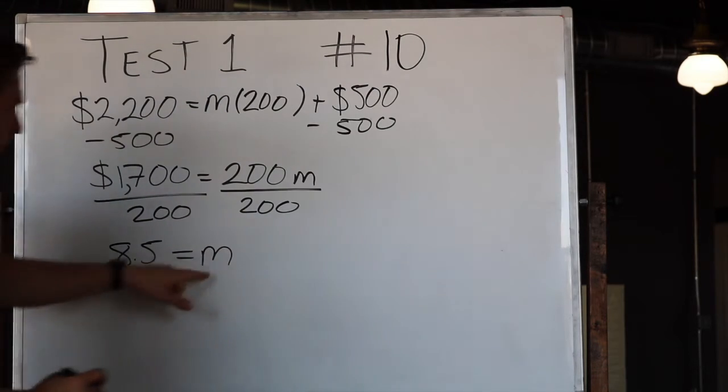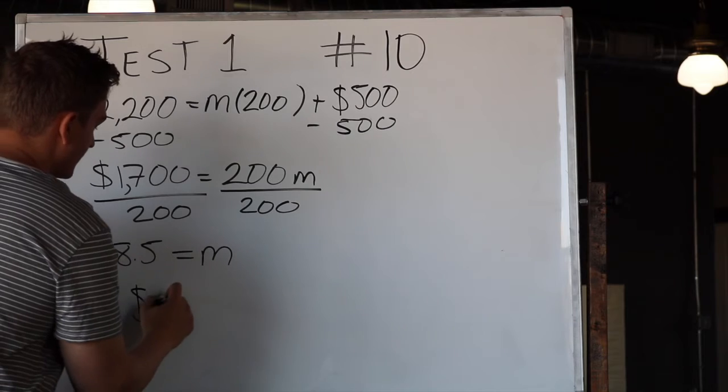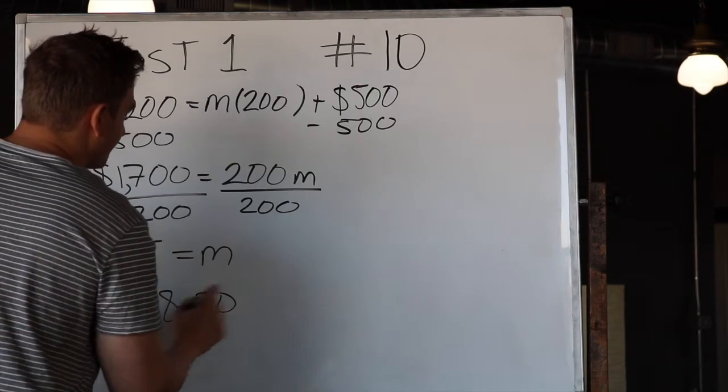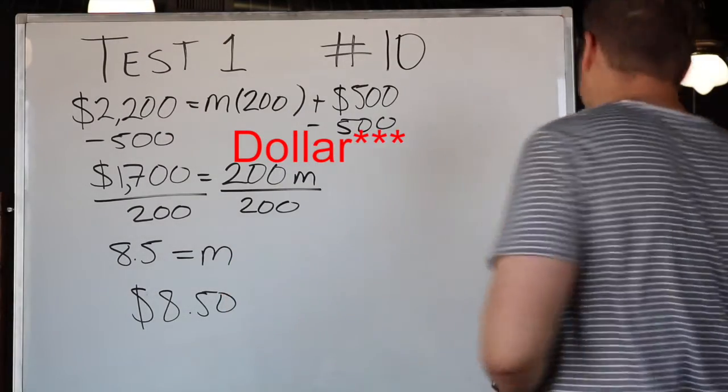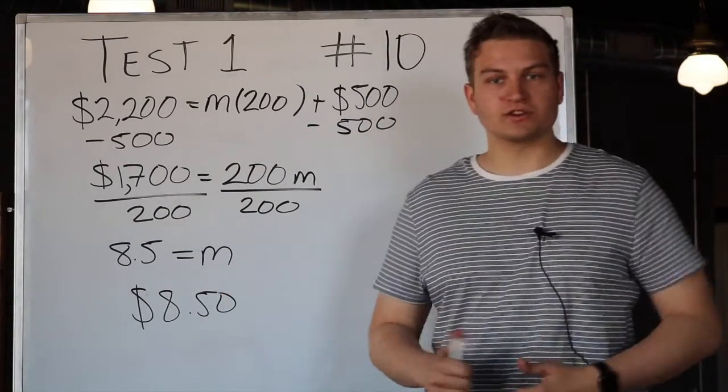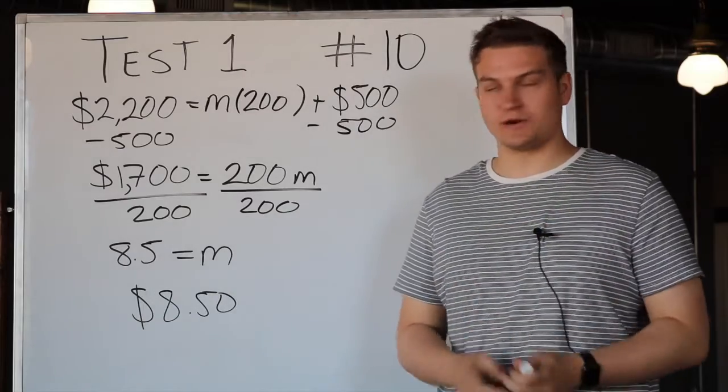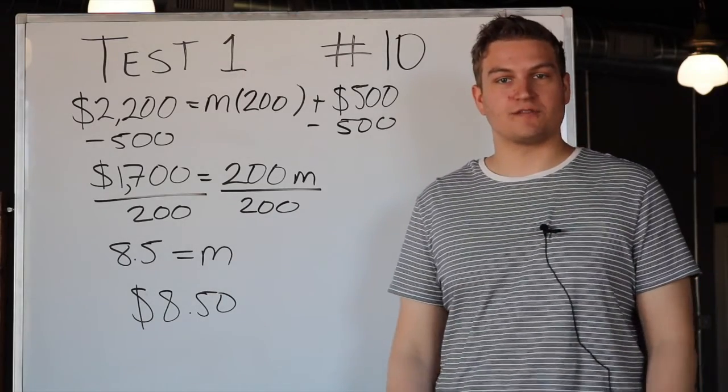That means for every foot of fencing, they charge $8.50 on top of the $500 flat rate. So your answer for this question, what is that set amount per foot, is $8.50.